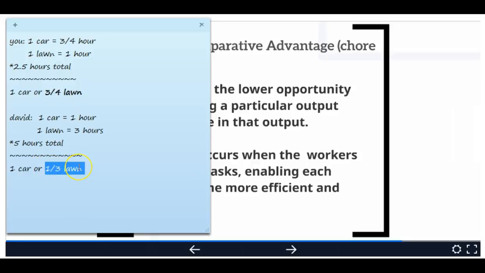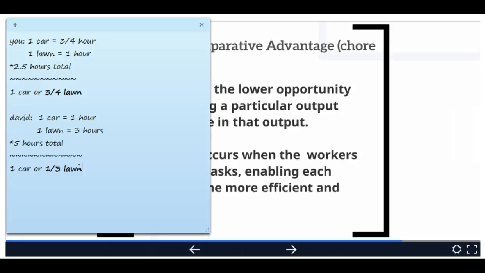So who has the lower opportunity cost? Which number is smaller? 3/4 is 0.75, 1/3 is 0.3333. So David actually has the lower opportunity cost. Because your opportunity cost of washing a car is mowing 3/4 of a lawn, and David's is mowing 1/3 of the lawn, he faces the lower opportunity cost of washing cars. Remember, it's the thing that you're not doing, the thing that you're giving up. So his opportunity cost is lower.